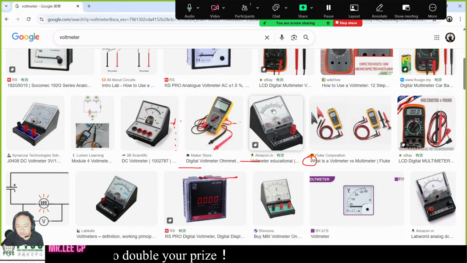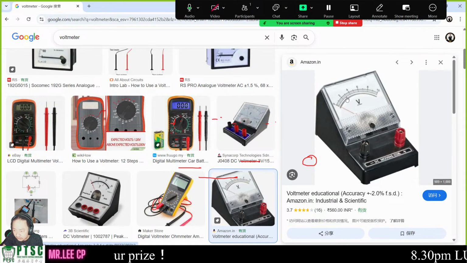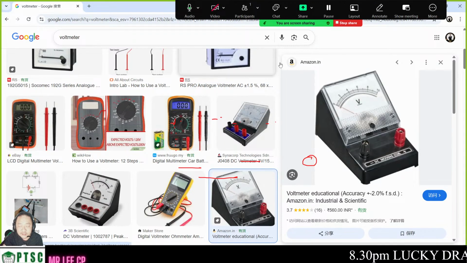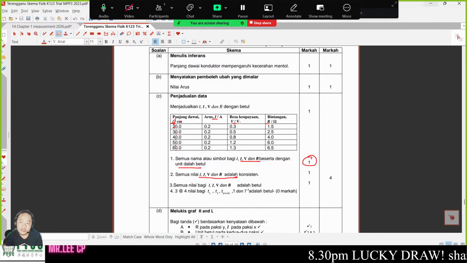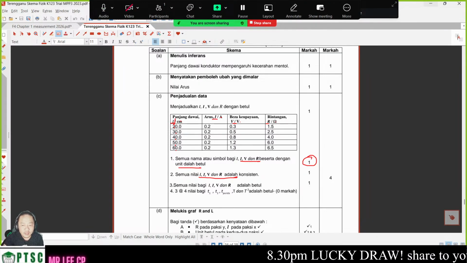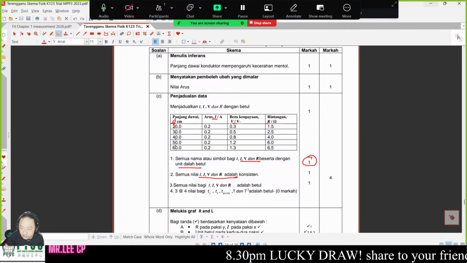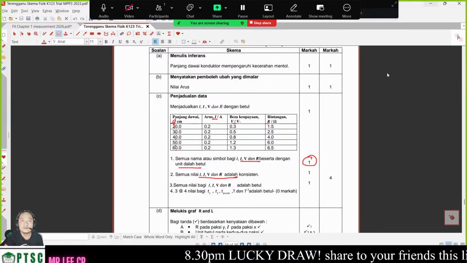Normally, this one is the one that you are using. Okay? 2.1, 2.2, 2.3, 2.4, 2.5, 3. No, 2, 2.2, 2.4, 2.6, 2.8, 3. Alright? So you can read 1 decimal only. So your voltmeter, you can read 1 decimal. You get it? And then this one adalah betul. This one 1 mark each. So this one will give you 4 marks in this question.